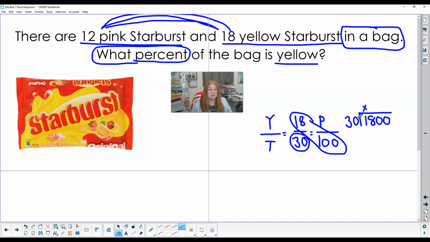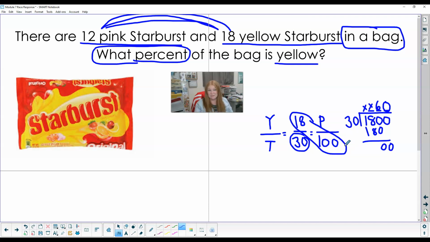So it cannot go into 18 either. So I'm thinking of this like 3 can go into 18 though 6 times. 6 times 3 is 18 with a 0. And then there's nothing left over, bringing down the 0. 30 cannot go in there. So my percent is 60.